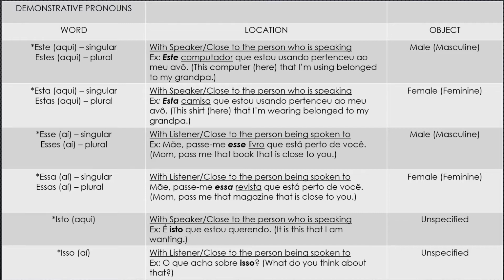All right, so now, isto, this, here, is used when the object is unspecified. You're not going to say specifically if it's a masculine word or a feminine word. It's just isto, just generic. But again, this is when it's with me, the speaker, or close to me who is speaking. The example I give is é isto que estou querendo. It is this that I'm wanting. I'm not specifying any specific word. It's not masculine, not feminine. It's just this generic. This is what I'm wanting.